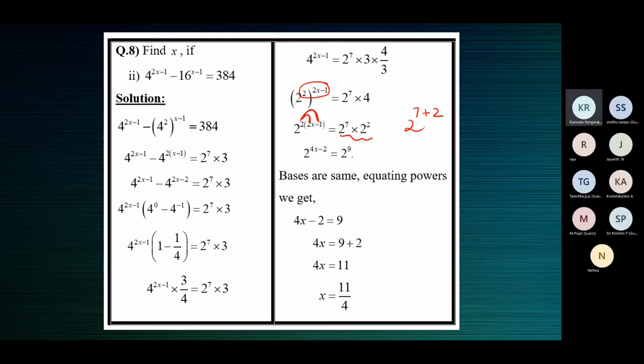Now, why did we bring everything to base 2? Only then can you use this rule, which says that when bases are the same on either side, we can equate the powers. In the LHS and RHS, you see exponential forms in base 2. So when bases are the same, you can equate the powers. So 4x minus 2 is equal to 9. On solving this, you get x is equal to 11 by 4.